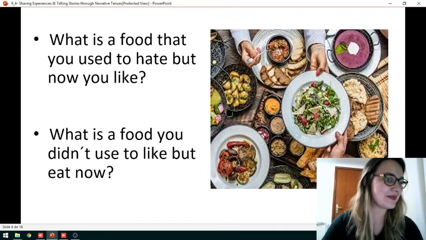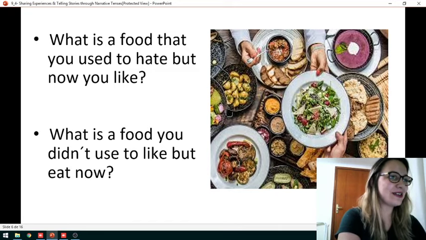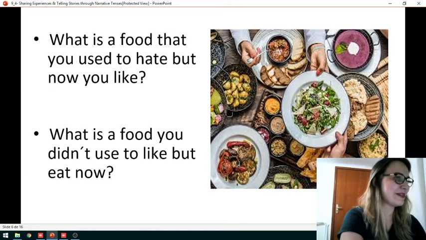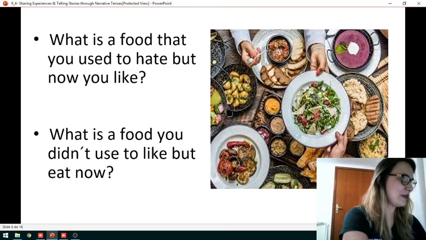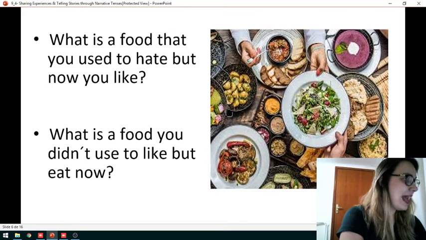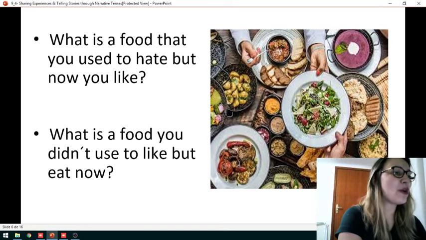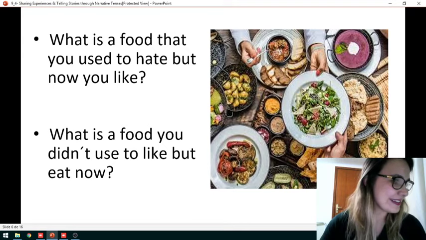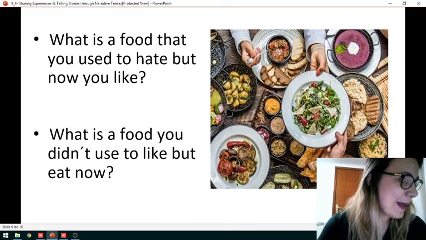Couve. Yes, actually, I don't know the translation for couve either. Let me see here if I can pull it up real quick. But I don't like to eat couve. Cabbage. So couve in English is cabbage. All right, good. What else, guys?